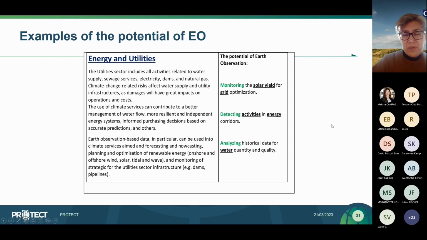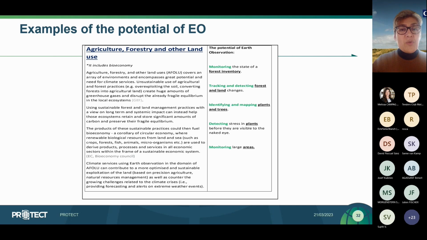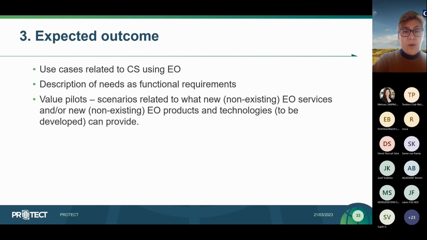So you can see how you have, again, these functionalities and these possibilities to measure. This is for agriculture and forestry, again, monitoring, tracking, or detecting, in this case, forest and land changes, or identifying and mapping plants and trees, or detecting stress in the plants even, and monitoring large areas. So there's a lot of potential of Earth observation, and this could really help you and the group of interested public authorities to improve public services using these technologies, using the potential of the data that is produced in Earth observation.